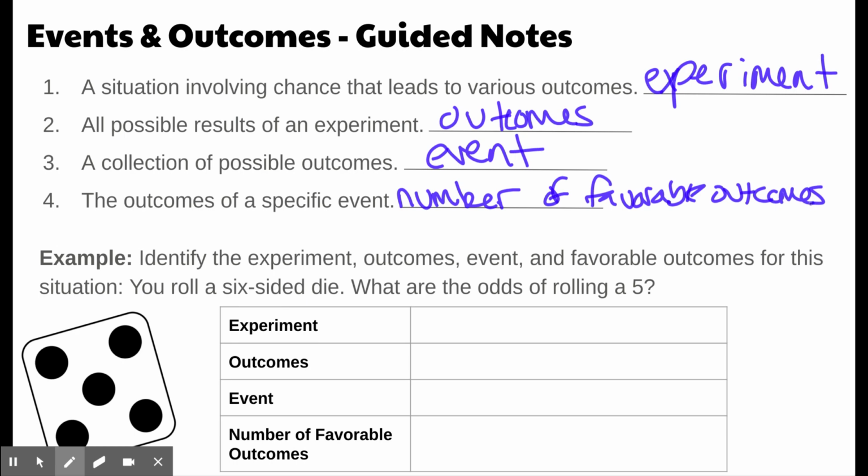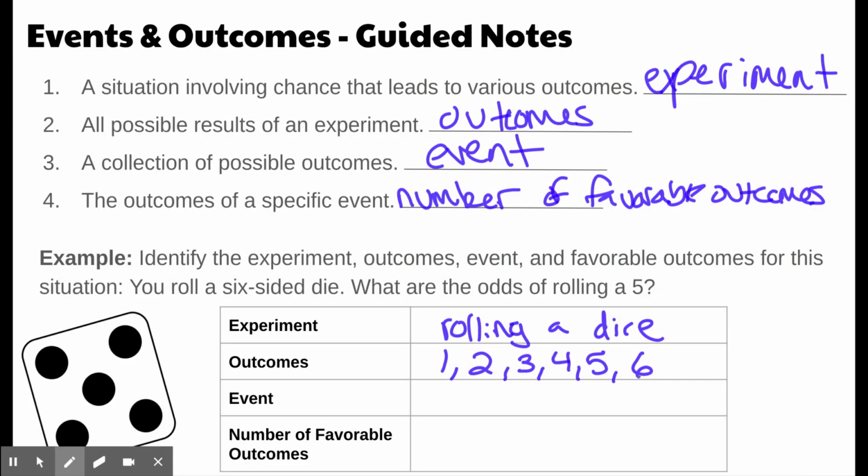Okay, so here's an example. You are going to identify the experiment, outcomes, event, and favorable outcomes for this situation. If you're rolling a 6-sided dice, what are the odds of rolling a 5? So first things first, your experiment is just the fact that you are rolling a dice. The possible outcomes are anything that you could possibly roll. So on a regular 6-sided dice, you can roll a 1, a 2, a 3, a 4, a 5, or a 6. Those are all the possible outcomes.